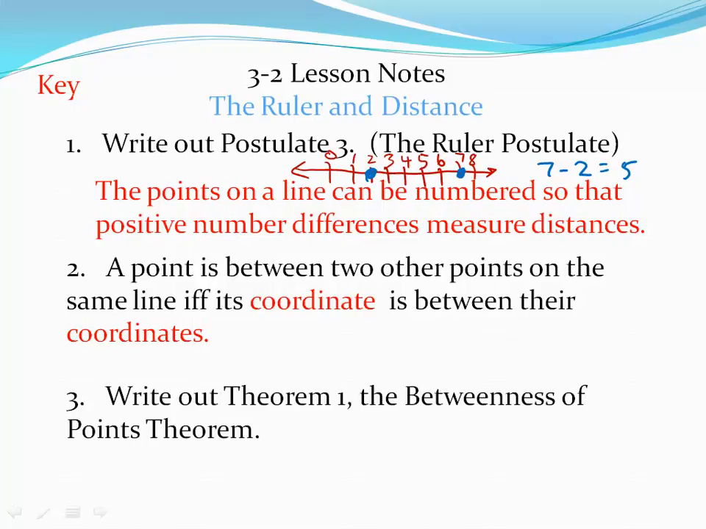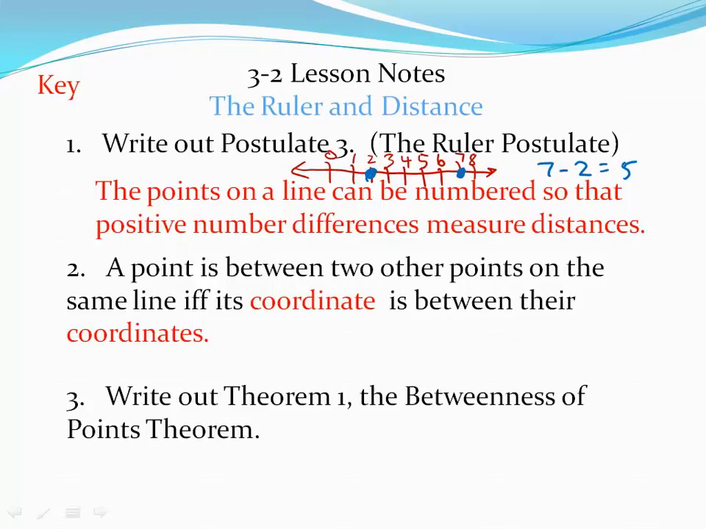So this is the ruler postulate, postulate 3. Points on a line can be numbered as they are here so that positive number differences measure distances. Don't make that any harder than it is. It's pretty straightforward. It's just subtract the two numbers.